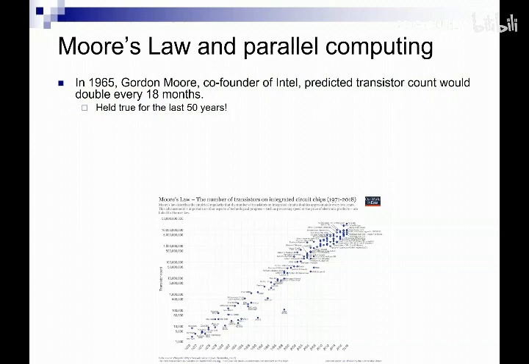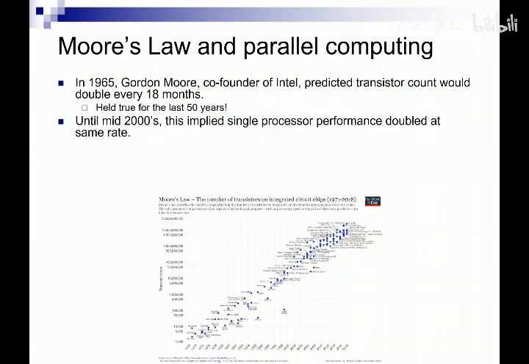Now it's important to note that Moore predicted the number of transistors would double every 18 months. He didn't predict that the speed of computers would double every 18 months. However, what has been true in the past until about the mid-2000s, until about 2005, was that whenever the transistor count doubled, the speed of a processor would also double. So even on a single processor, we could double the number of transistors every 18 months, and that would also double the processing performance of that processor every 18 months.